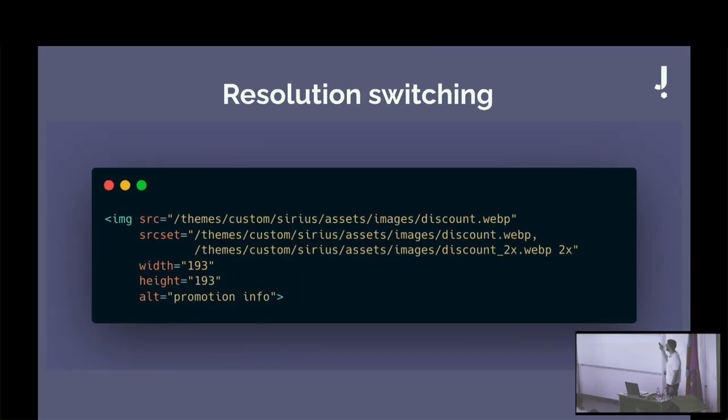Versus resolution switching, where you just use an image with the srcset attribute and specify different sources for your image. This just gives hints to the browser, and the browser will pick the best one based on certain conditions. Here, I use the 2x descriptor to tell the browser that for high pixel density screens, let's say on my Mac, to load a bigger image, because it's sharper when it's bigger. Okay.